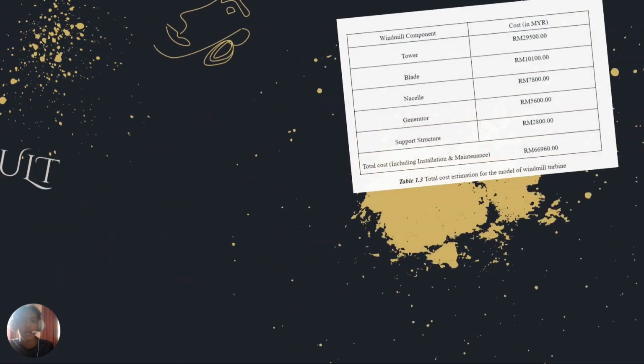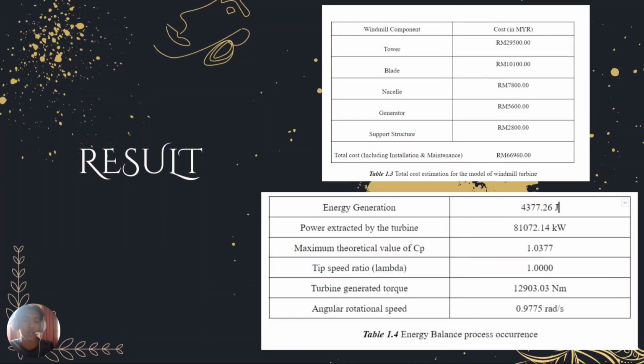And last but not least, regarding the result, we also estimate the total cost of the design and creation of our own model, which could total around RM66,960 for the windmill components that can be seen, which include the tower, blade, nacelle, generator, and also support structure. The total cost also covers the installation and maintenance within 1 year of usage.